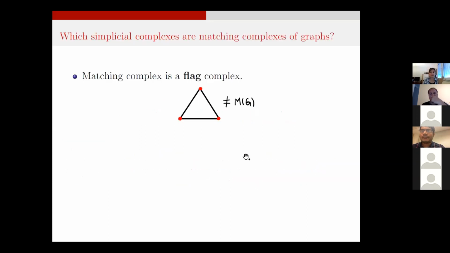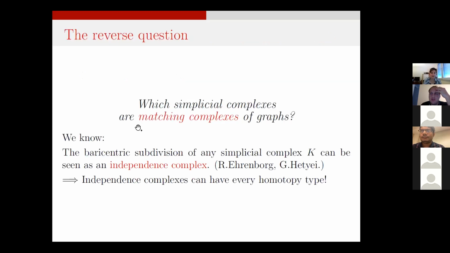And there are some very basic observations. For example, that every matching complex is a flag complex. Sorry to interrupt. Can you go back? I got stuck at this: every barycentric subdivision can be seen as an independence complex. Well, is that trivial? Well, it's not really trivial, but if you try to look at what you want to get, then you're going to see the construction.